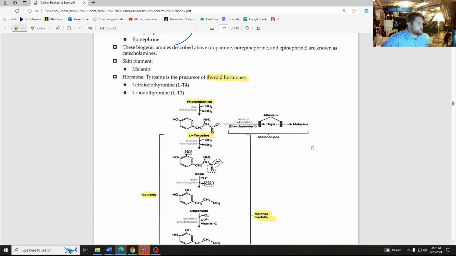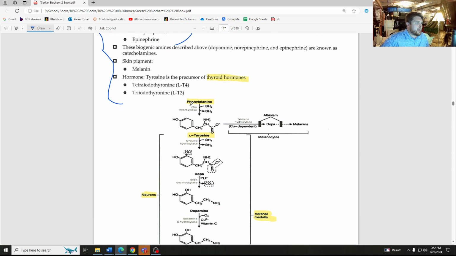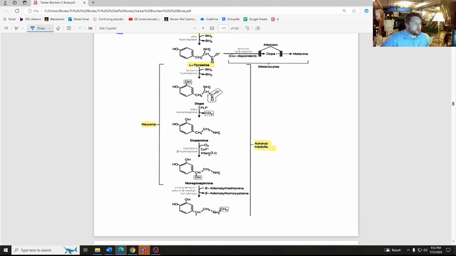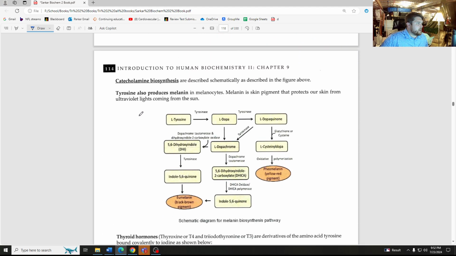I wouldn't get too fixated on the specifics. I would focus on this component up here, know what tyrosine turns into, and the flow. So phenylalanine to L-tyrosine to dopa to dopamine to norepinephrine, and technically off of dopa goes to the melanin. Catecholamine biosynthesis is described schematically in the figure above. Tyrosine also produces melanin in melanocytes.